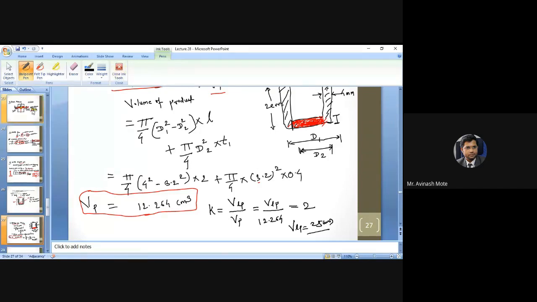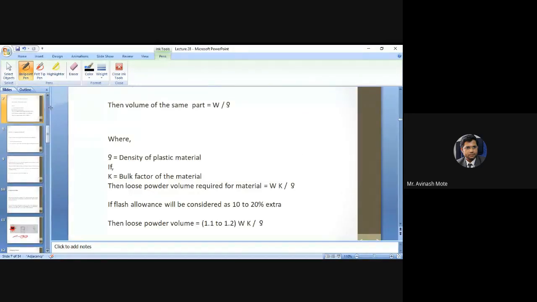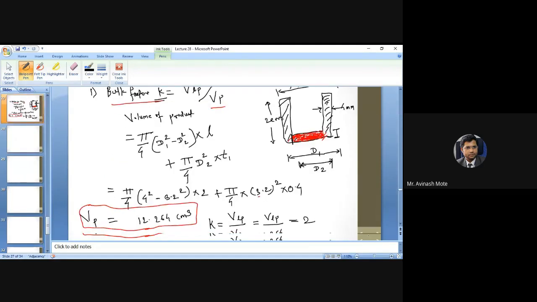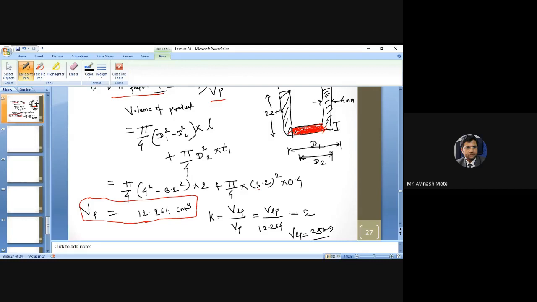I'll take you back to the original part. Check out what we have written. The loose powder volume, which we consider as VLP, is equal to our ratio, 1.1 to 1.2. This flash allowance of 10 to 20% we have to consider, and then only we get the exact volume. So apart from this 2, we have to multiply it by 1.1 or 1.2.